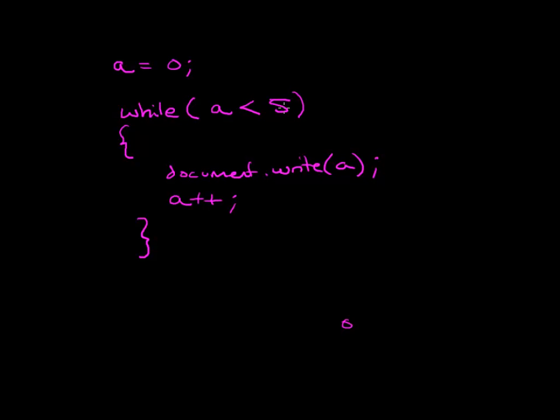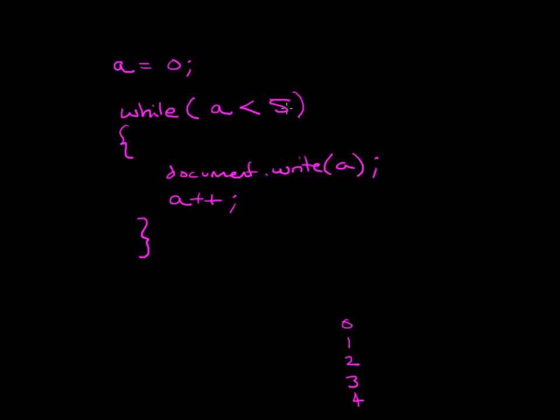Is 1 less than 5? Well, it is, it's true, so I'm going to put 1 on the screen. Now A++, 1 plus 1 is 2, so is 2 less than 5? Yes, it is, so I'll put 2 on the screen. Add 1, is 3 less than 5? Put 3 on the screen. Add 1, is 4 less than 5? Yes, it is, put 4 on the screen. And then at this point, it adds 1 and comes up with 5. Is 5 less than 5? No, it's not less than 5.